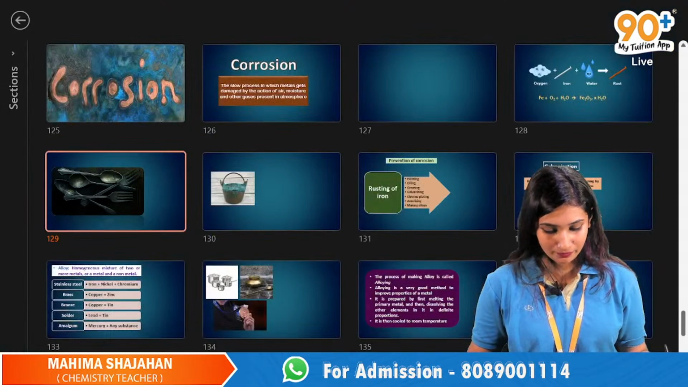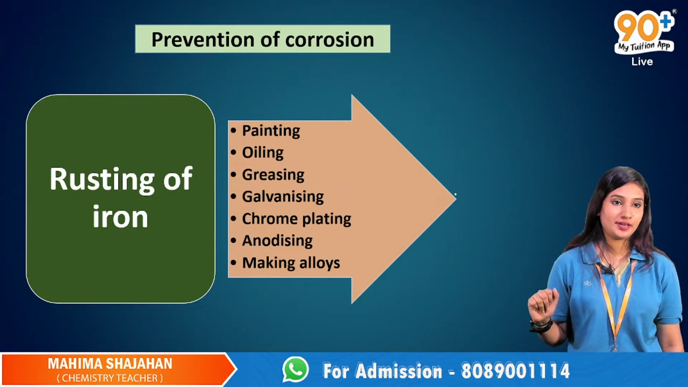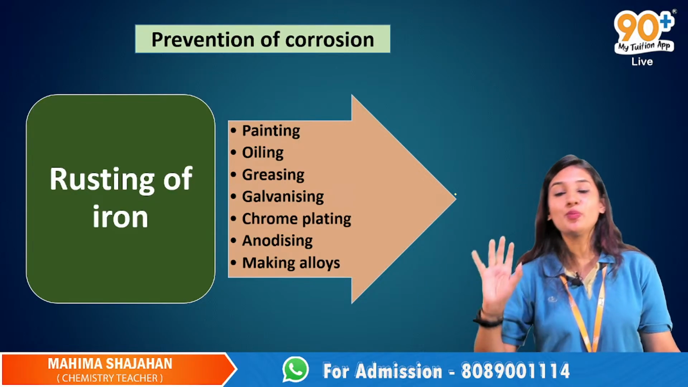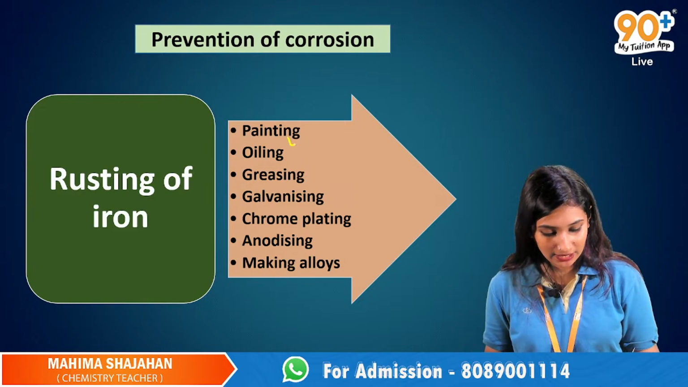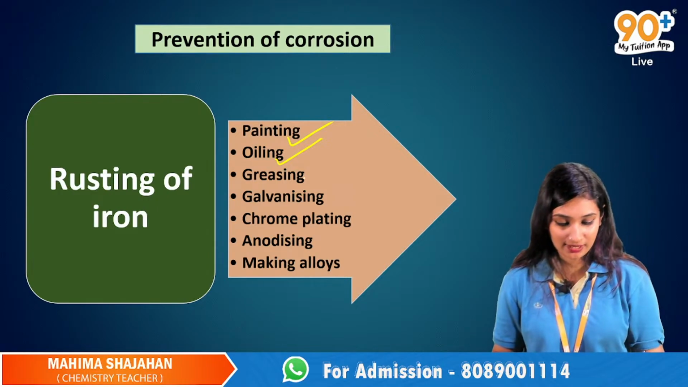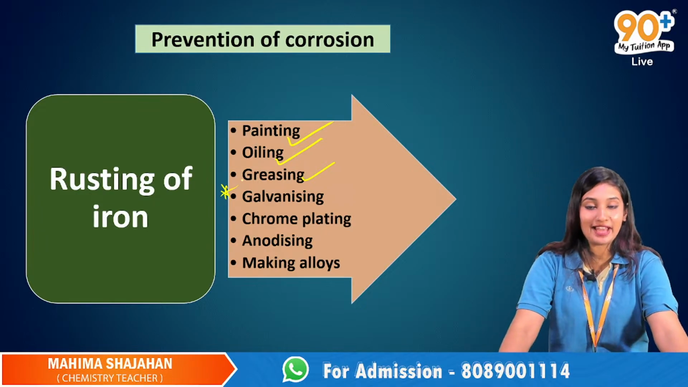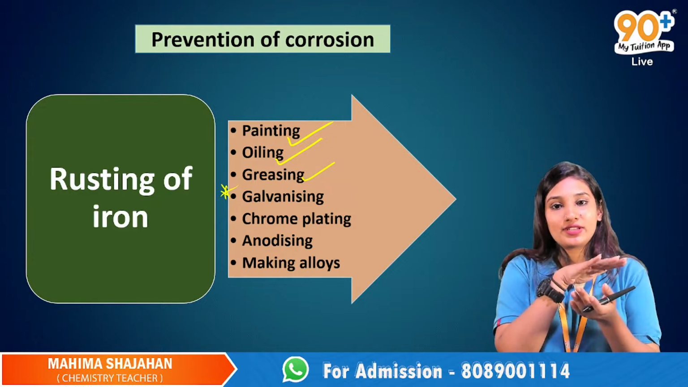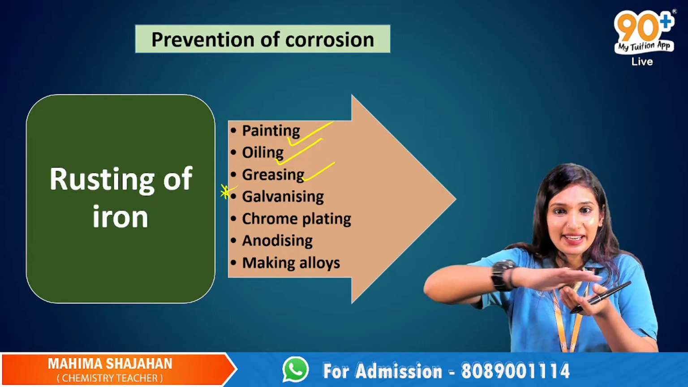Now, how will you prevent the rusting of iron? How will you prevent it from rusting? We have a lot of techniques. We have painting, or we can oil it, or we can apply grease to it. Then we have the most important one, that is galvanization. Then we have chrome plating. Chrome plating means we are electroplating it with chromium, coating it with a chromium layer.